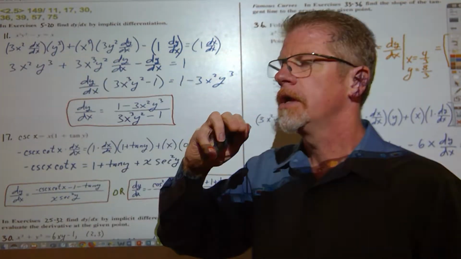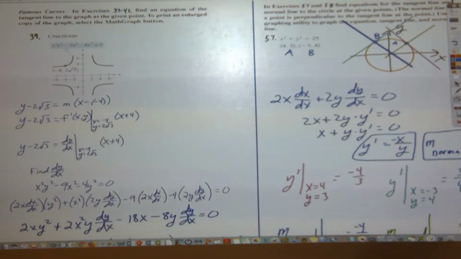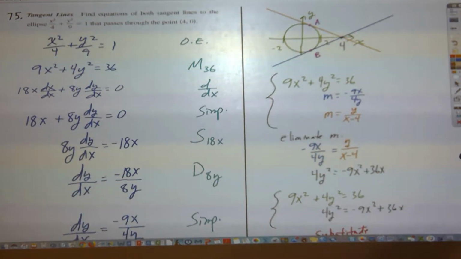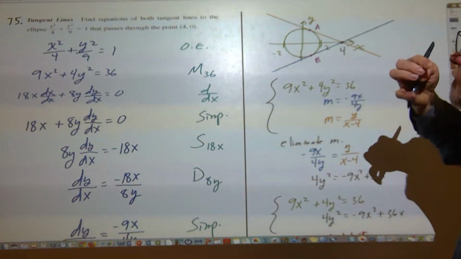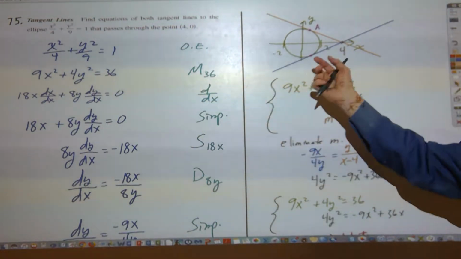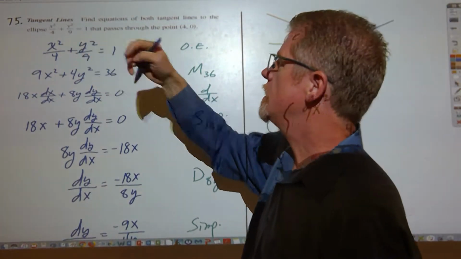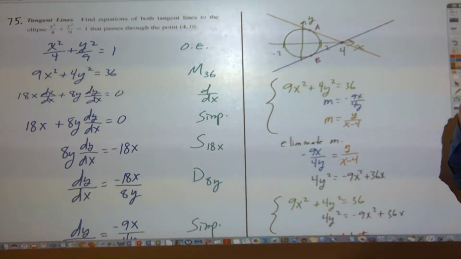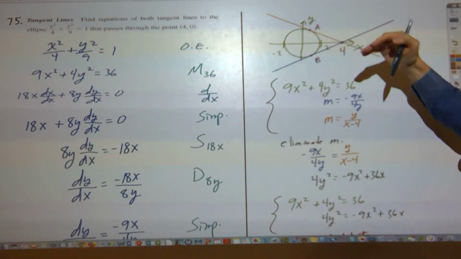All right, so let's take a look at the last question. It's 3 pages of solutions, and the last question was number 75, tangent lines. To find the equations of both tangent lines to the ellipse, by the way, the radius in the x direction is 2, radius in the y direction is 3, passes through the point (4, 0). I've color-coded them. One of those tangent lines is orange, the other one is blue.